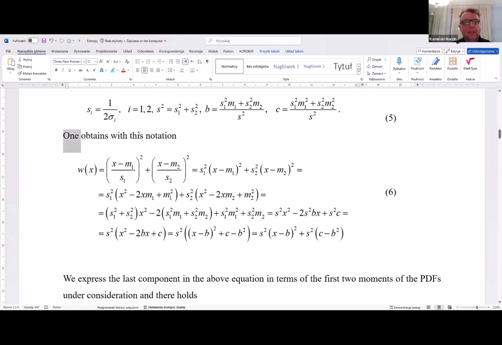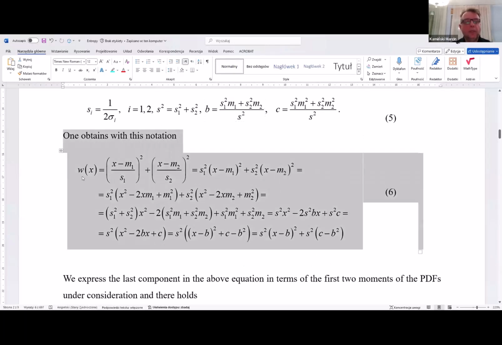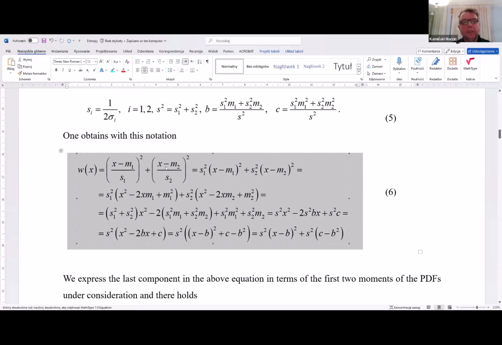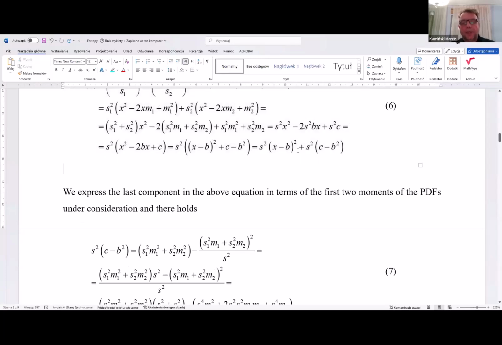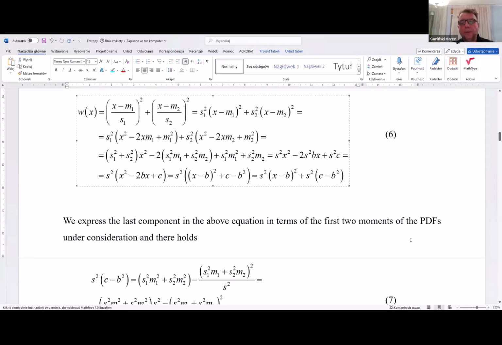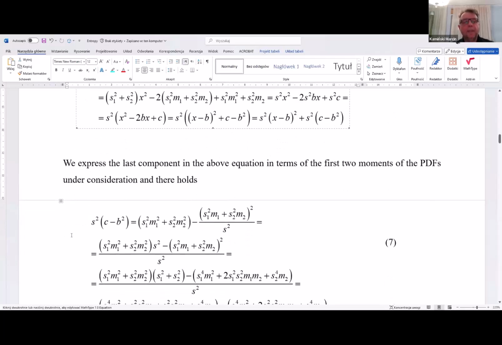Once we apply this notation, we can demonstrate that w(x), equal to the sum of two different contributions, may be expressed as a function of the moments of these two distributions as s1 squared (x minus m1) squared plus s2 squared (x minus m1) squared. So we are going to express the last component in the above equation in terms of the first two moments of these PDFs.